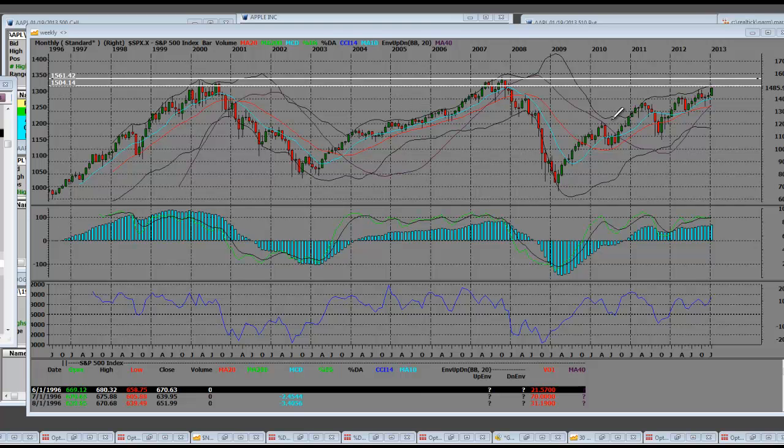Good morning, everyone. It's afternoon, but we've been here all morning, and now we're starting the afternoon period, and we're starting it with the monthly chart.